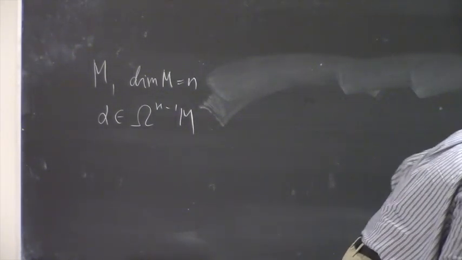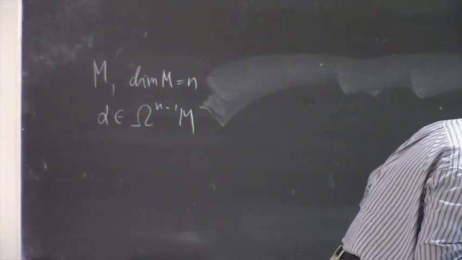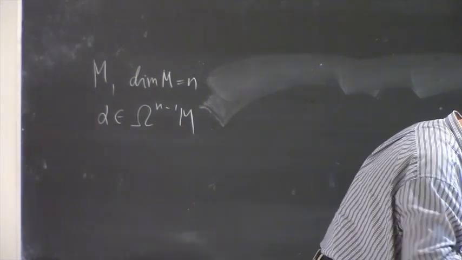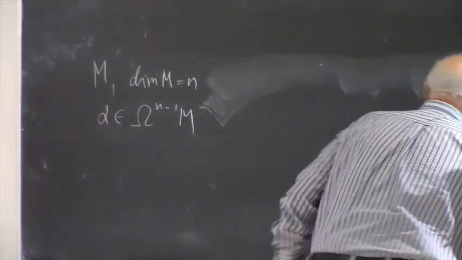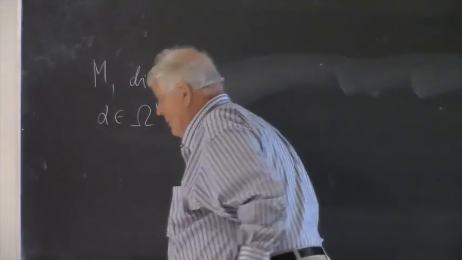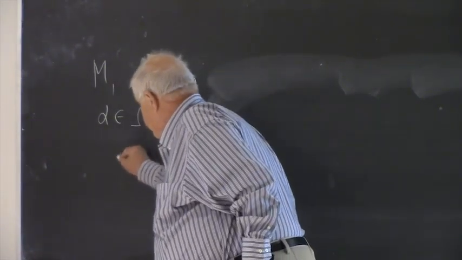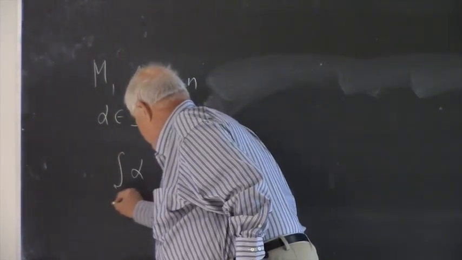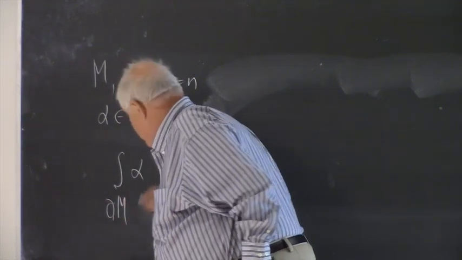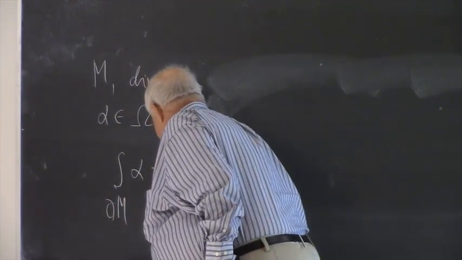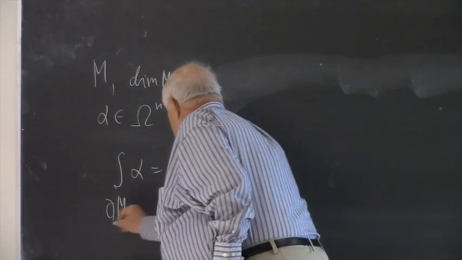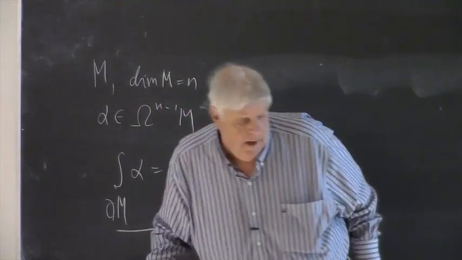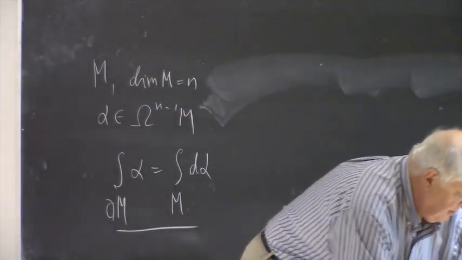And then the two naturally arising integrals, the integral of alpha over dM and the integral of d alpha over M, are equal to each other. This is the Stokes formula.